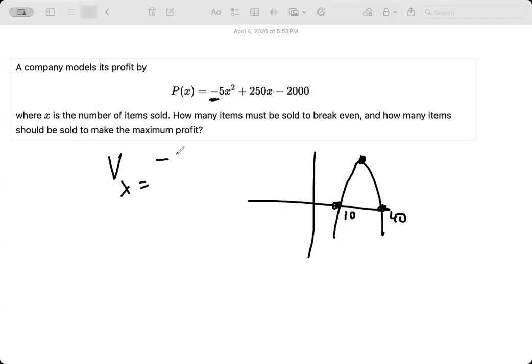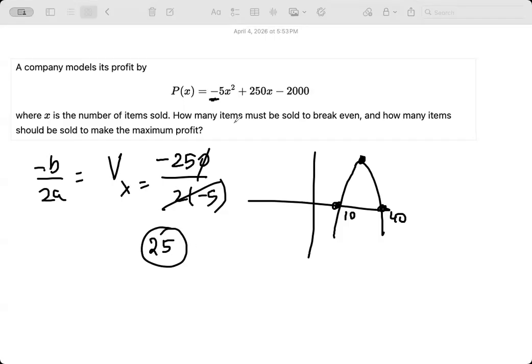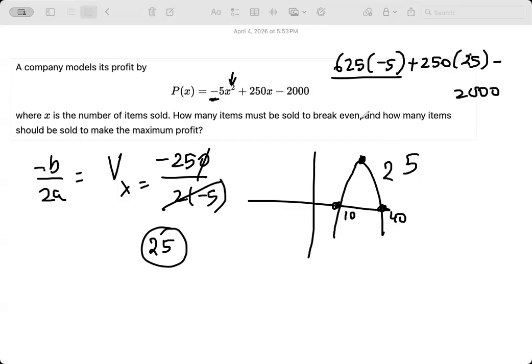Vertex x coordinate is minus b by 2a, minus b over 2 times minus 5. That is your vertex x coordinate. So that will be 25. Now if you plug in 25 here, what is the maximum profit? Let's find out. 625 times minus 5, plus 250 times 25, minus 2000. 625 times 5 is 3125, so this together with the 2000 is minus 5125, right?